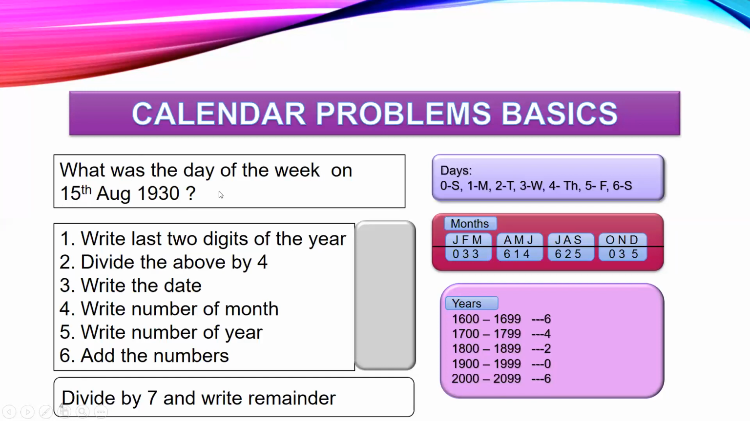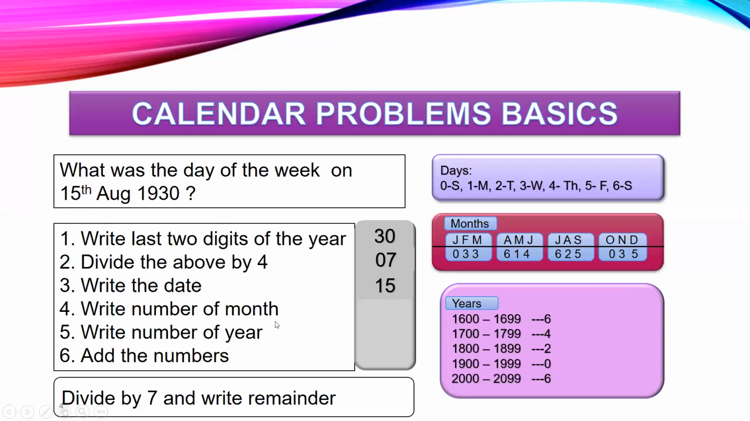question given. Okay, so first question is write last 2 digits of the year. So what's the last 2 digits? 30. So you are going to write that right there. And next, divide the above by 4 and then write the quotient over here. So when you divide 30 by 4, the quotient you get is 7. So write down that. Write the date. So the date here is 15th August. So 15, this number will be written here.